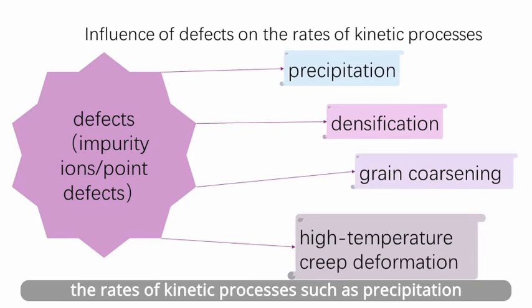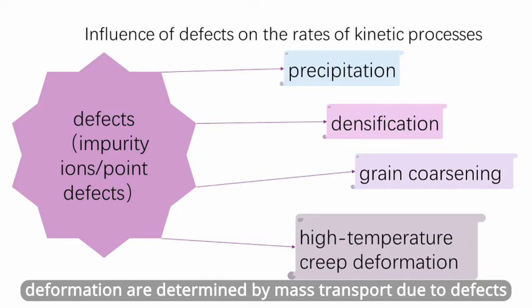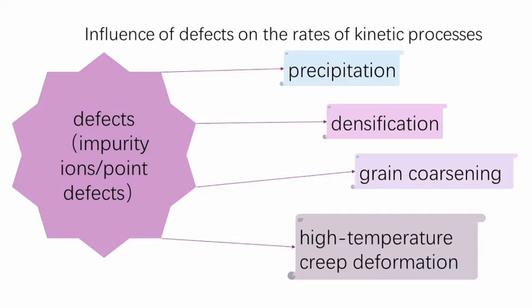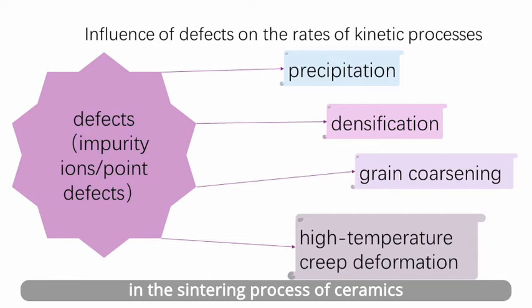The rates of kinetic processes, such as precipitation, densification, grain coarsening, and high-temperature creep deformation are determined also by mass transport due to defects. Although it can accelerate the diffusion of atoms in the sintering process of ceramics and improve the sintering rate, it will also reduce the properties of the ceramic materials.